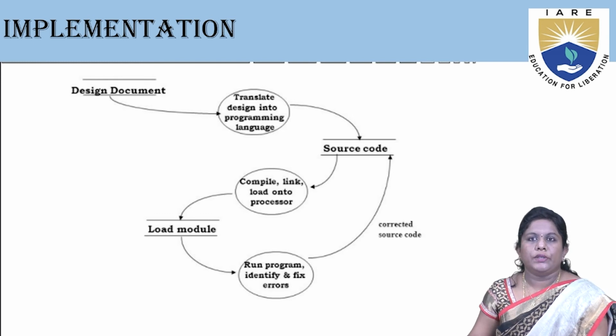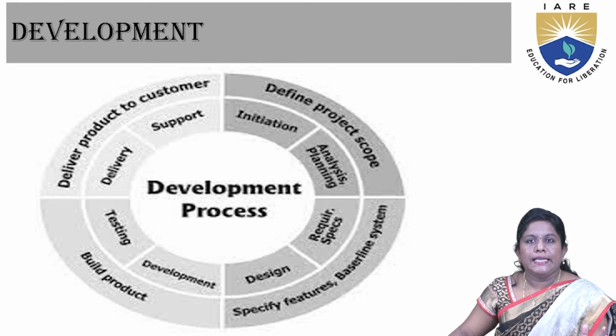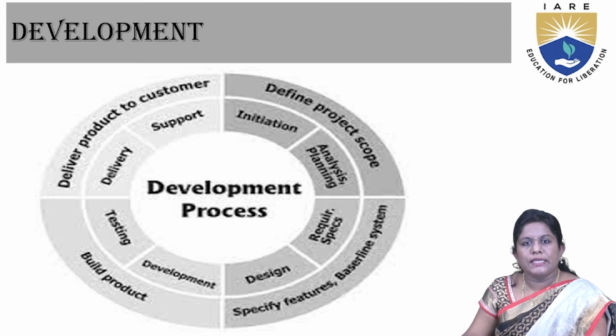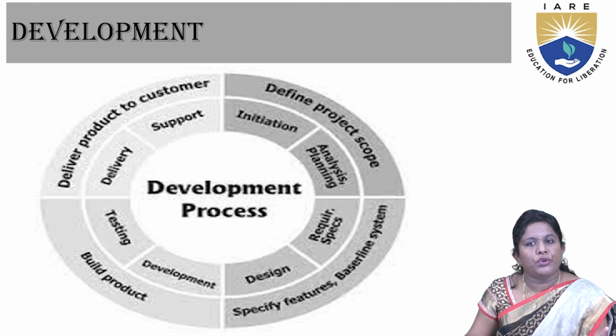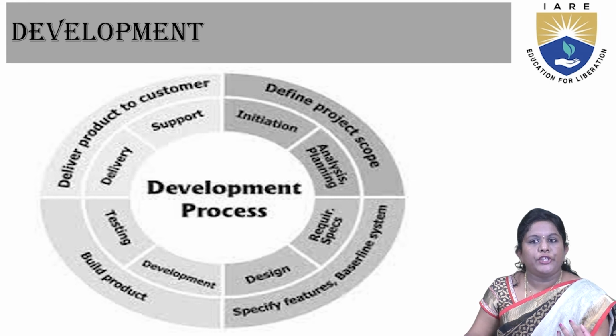Moving to the next element, it is the development process. This development process is broadly categorized into four sections: defining the project scope, then specifying features, or you can say specifications, then building that project, and then delivering that particular product to the customer.